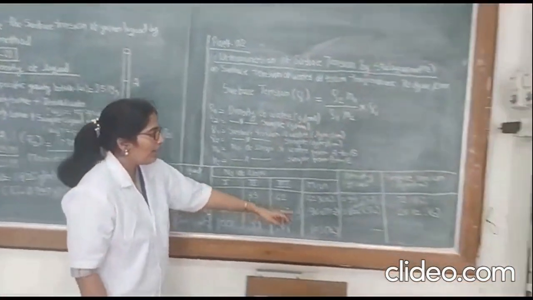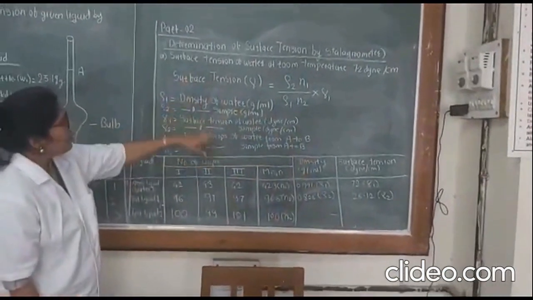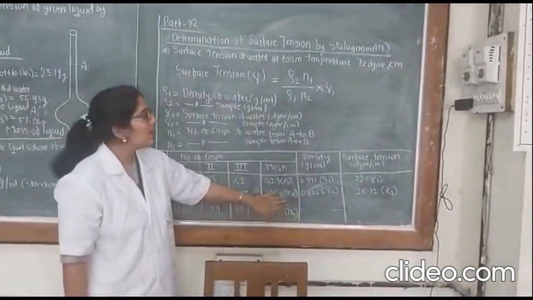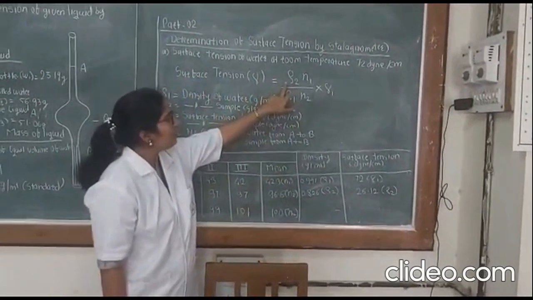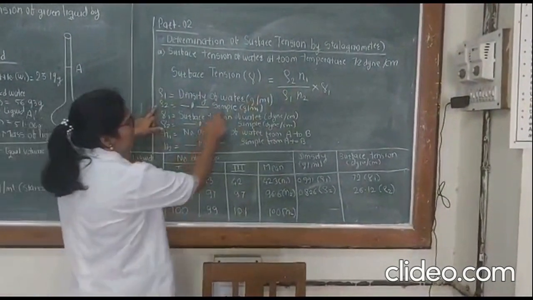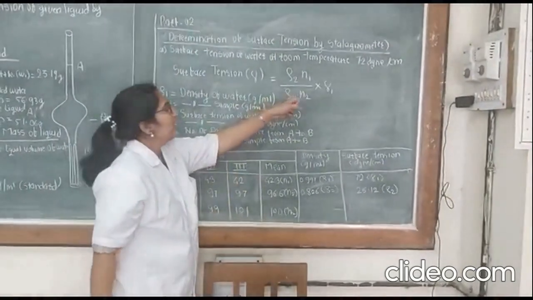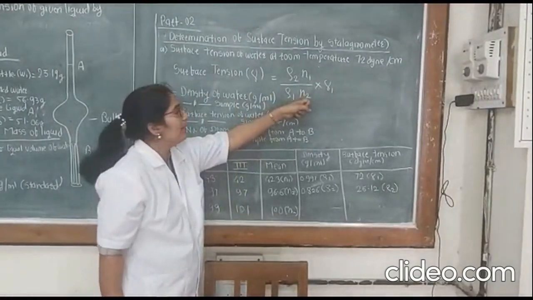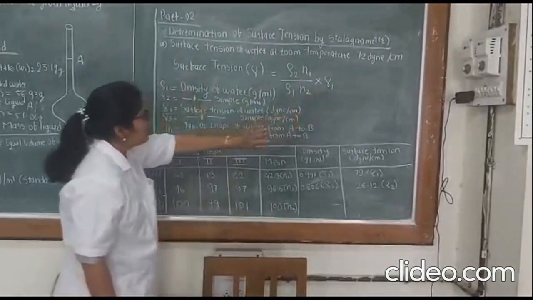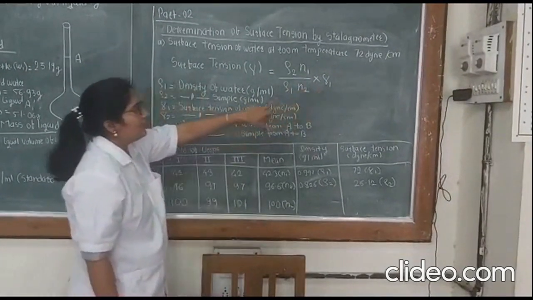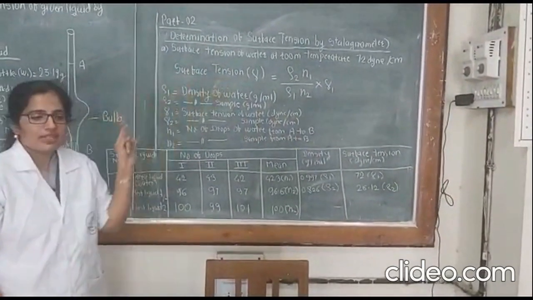Then you have to write the density of unknown liquid A and density of unknown liquid B. Then from this density and number of droplets you can calculate the surface tension by using the formula: density of sample into number of drops of water, divided by density of water into number of drops formed by the unknown liquid. As we know the value of density of water and the number of droplets, you can easily calculate the surface tension by this formula. So this is a very simple procedure.